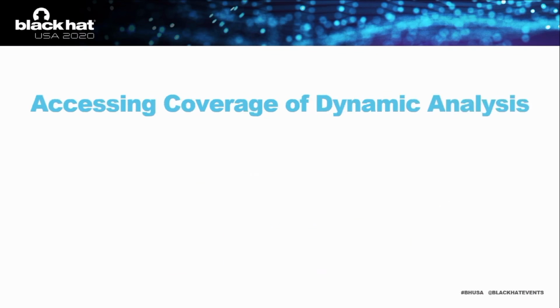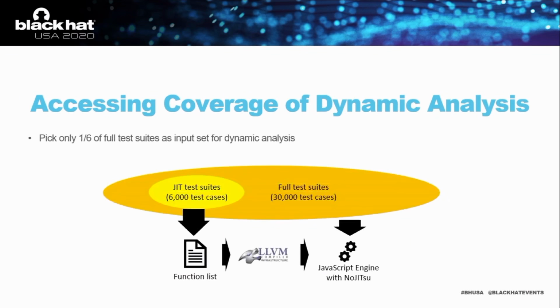In our coverage analysis, we picked one fixed test suite as our input set for dynamic analysis and implemented NoJITsu. Then we ran this NoJITsu-enabled JavaScript engine with the full test suite, and we found that all the test cases passed without any errors. So our analysis implies that even a small set of the test suite is enough to find all accessor functions.